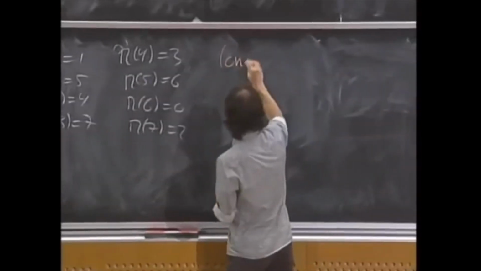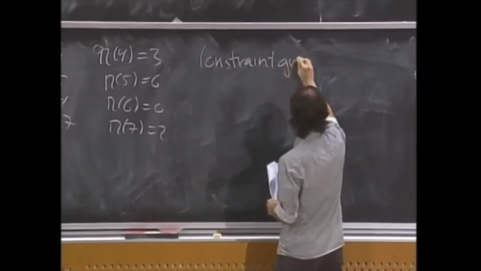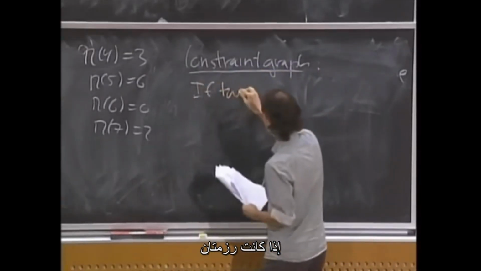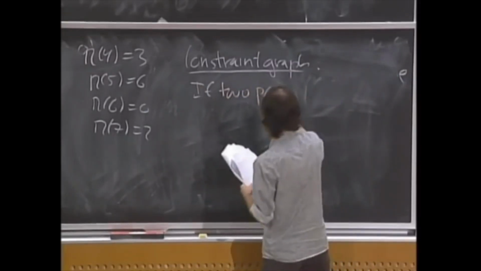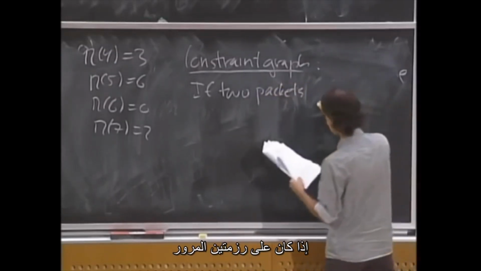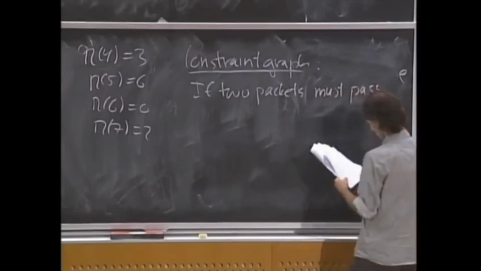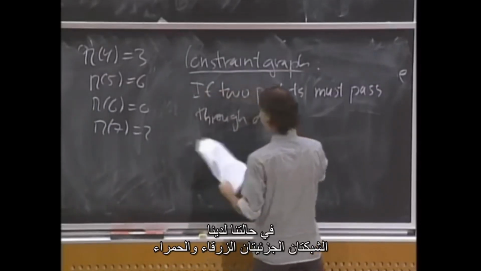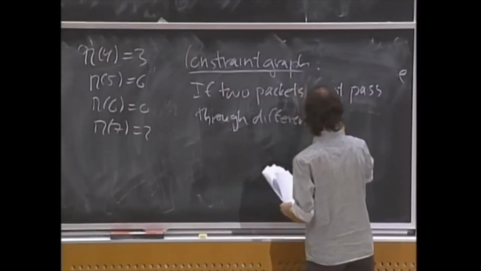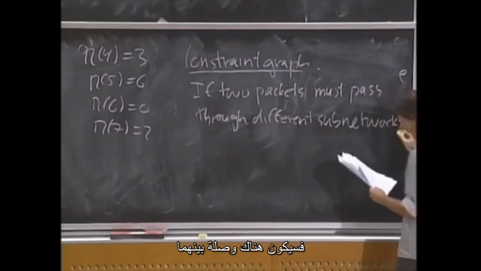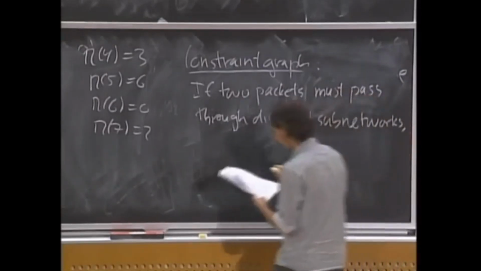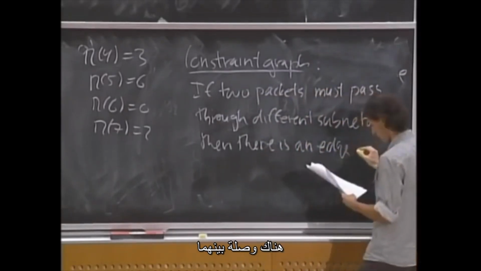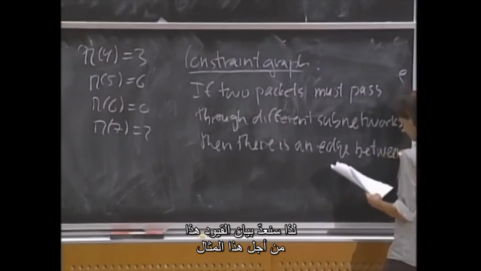The constraint graph that we are interested in is defined as follows. If two packets must pass through different subnetworks, so in our case the red and the blue subnetwork, then there is an edge between them. So for this example, we're going to set up this constraint graph.